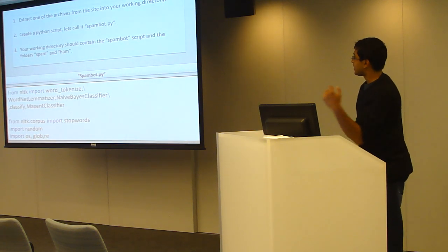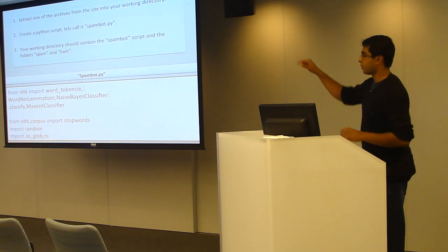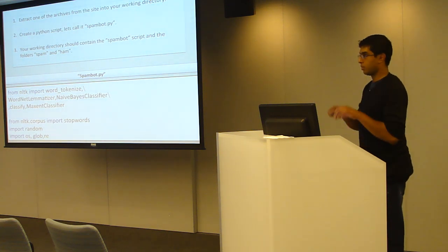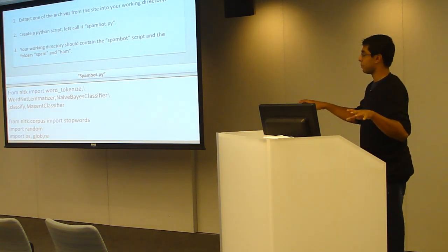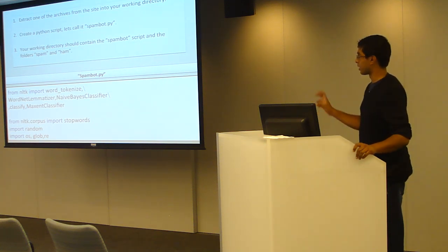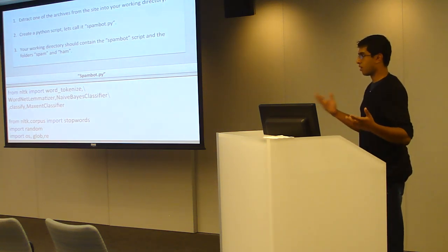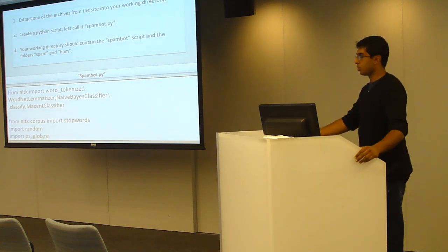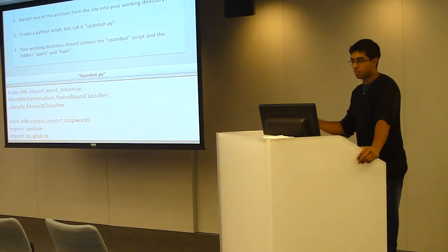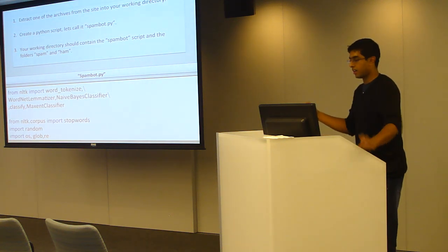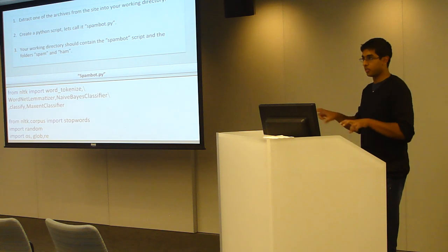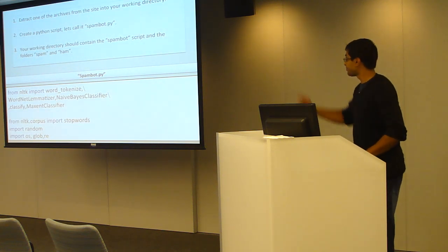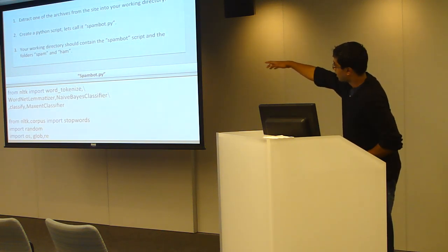So we're going to extract this data set, and if you get it from the link that I showed in the previous slide, it'll immediately spit out two folders, spam and ham. I picked this particular version because it already pre-formatted the folders for us. And we're going to create a Python script. You can call it whatever you'd like. I'm going to call it spambot.py. In your working directory, you're just going to put this in there, and that folder is going to contain the script and these two folders. And this is the beginning of that script.